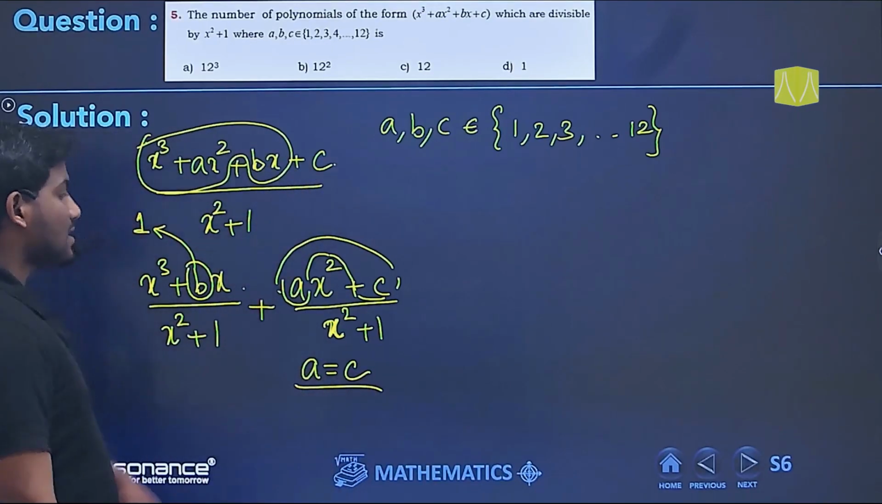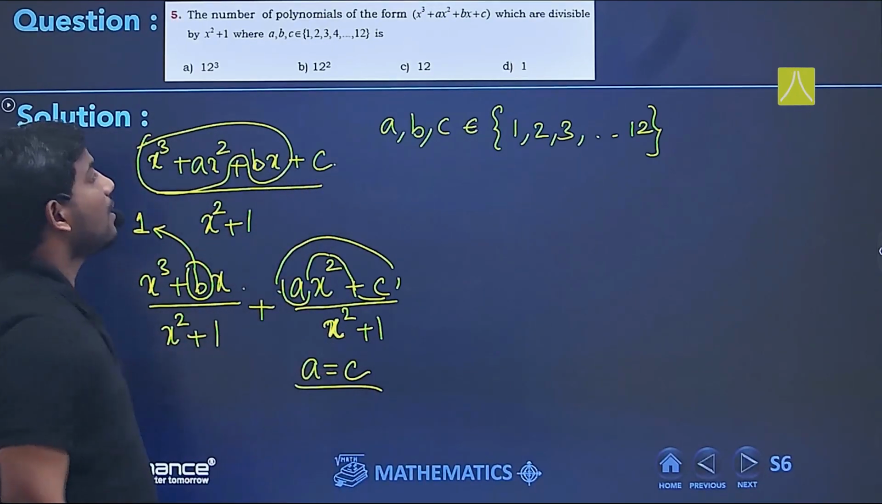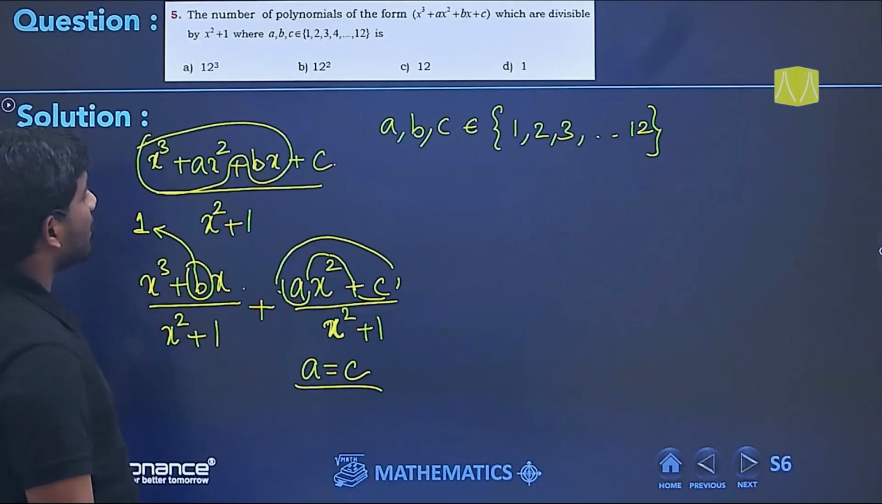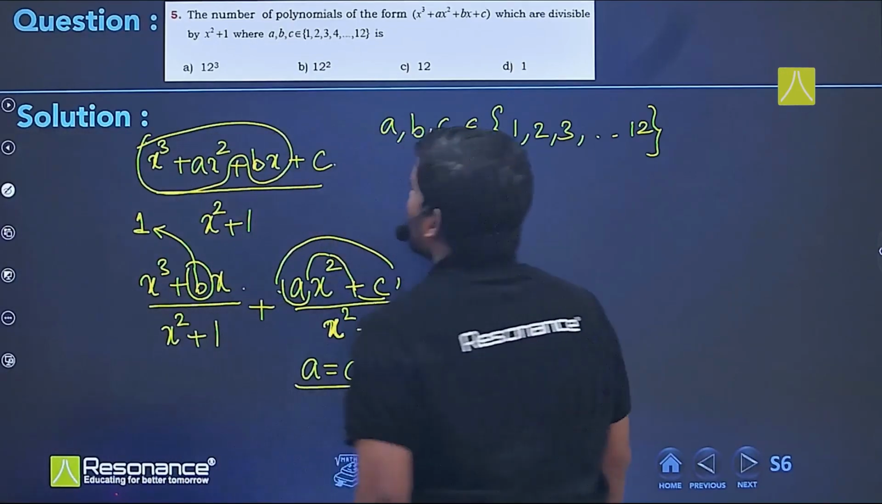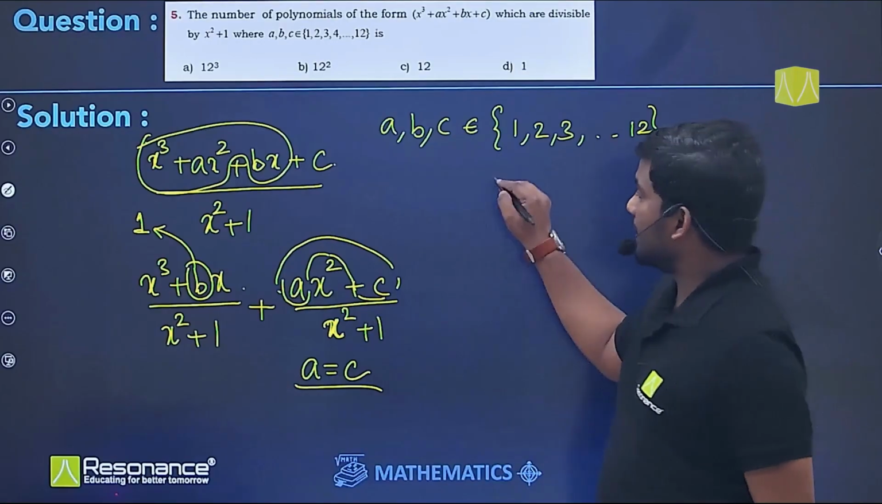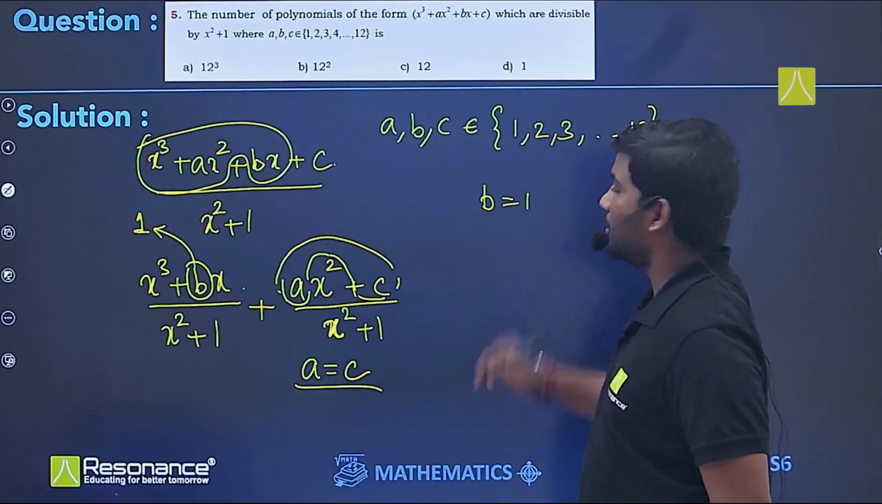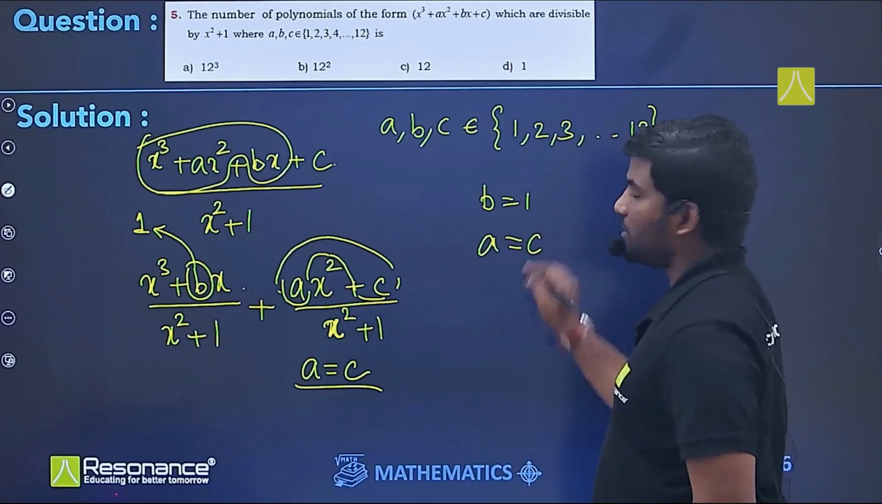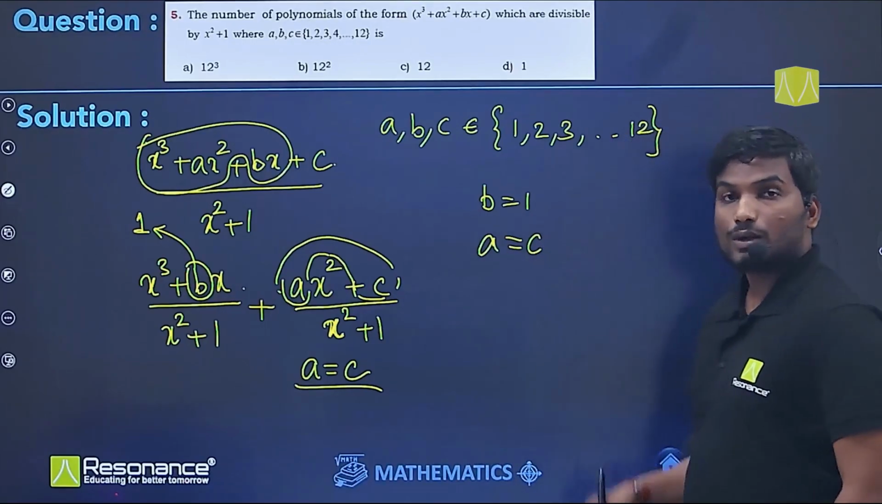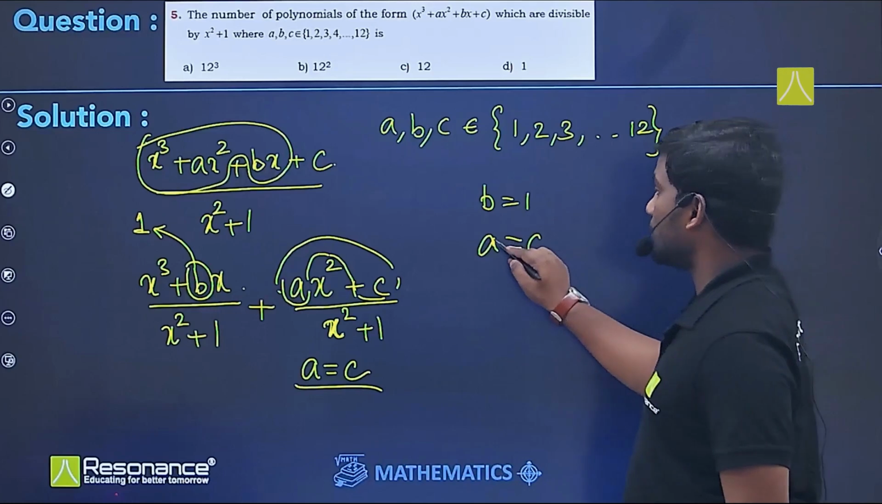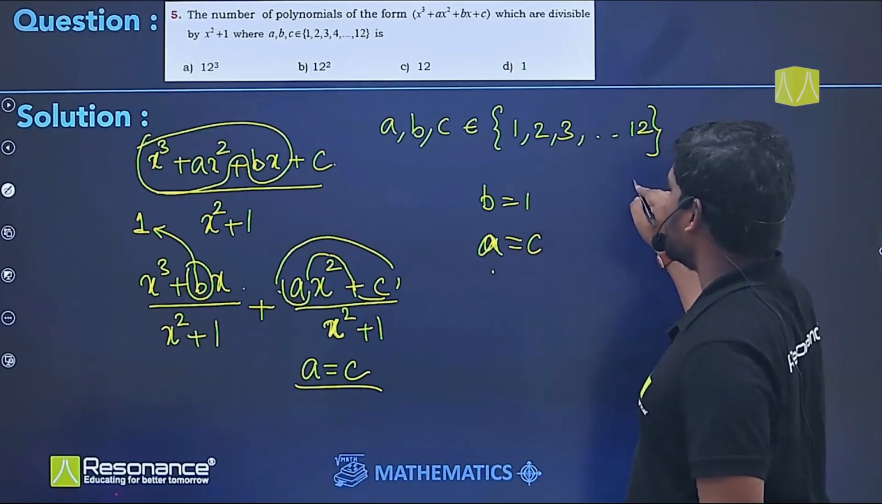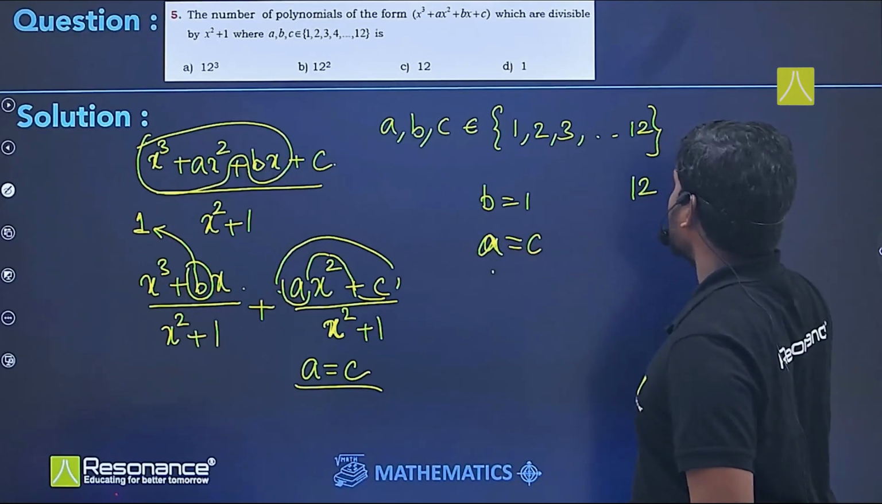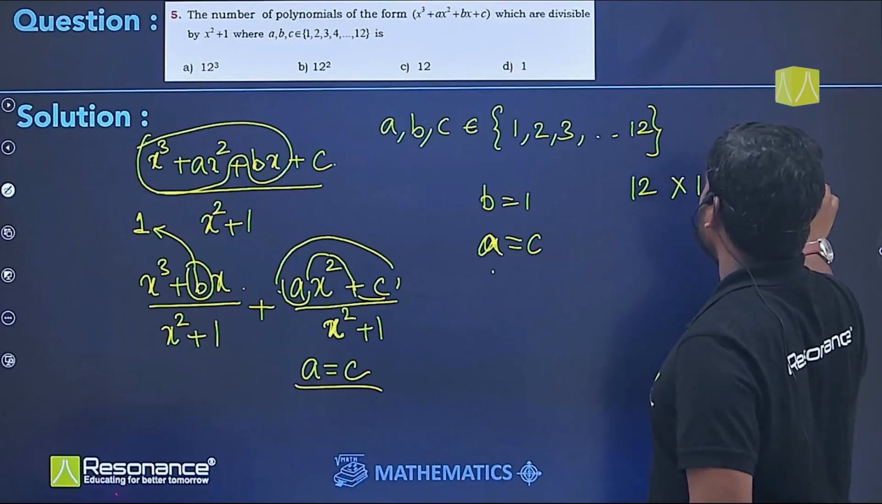Only in that case we would be left with a proper quotient without any remainder. So for this to happen, the value of b is 1, and what we obtained as the second condition is a equal to c. Now looking at this, many of you would think there would be 12 possibilities of a and 12 possibilities of b, so the answer is 12 square.